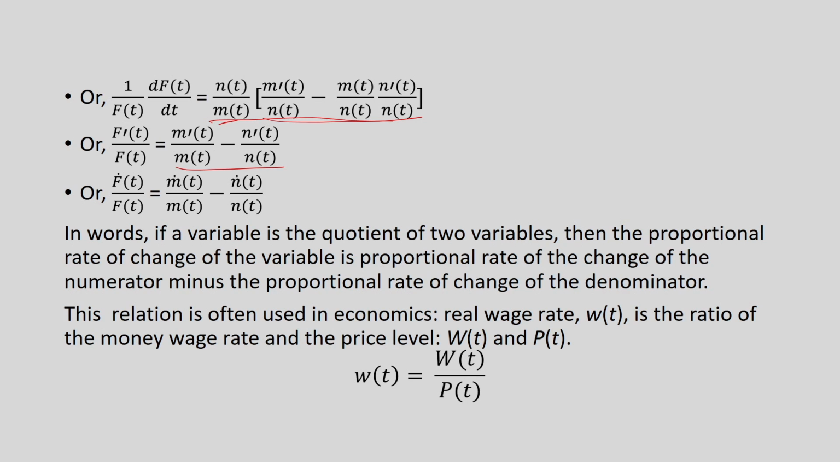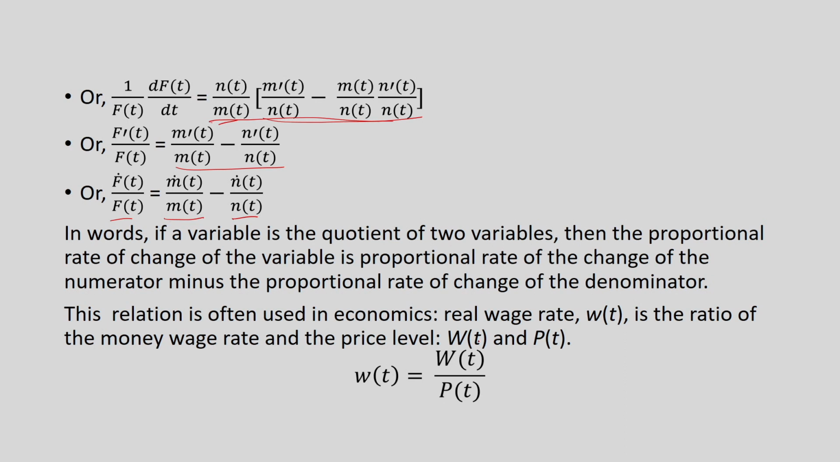So, if I express this in words, if a variable is the quotient of two variables, then the proportional rate of change of the variable is the proportional rate of change of the numerator minus the proportional rate of change of the denominator, right. This is the proportional rate of change of the numerator and this is the proportional rate of change of the denominator. You take the difference of these two, you get the proportional rate of change of the ratio. This relation is again quite important in economic analysis.